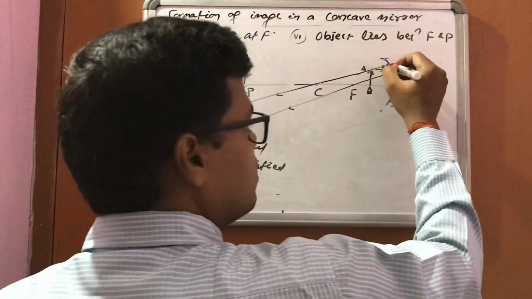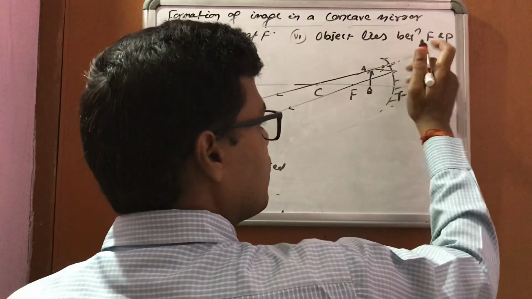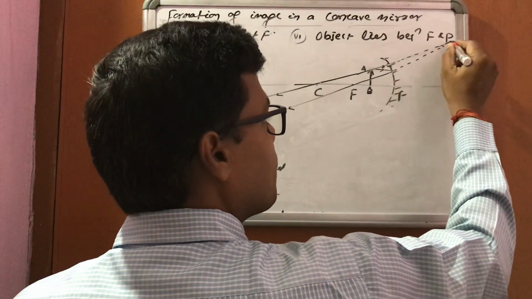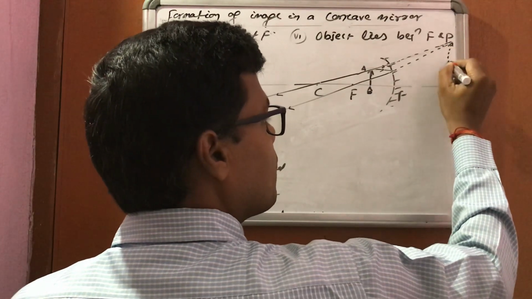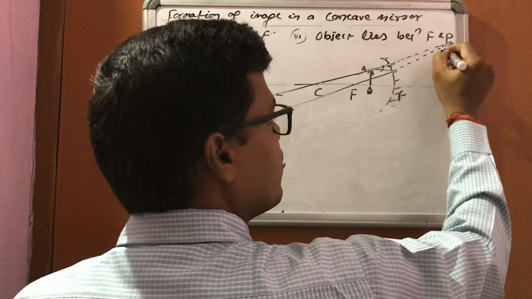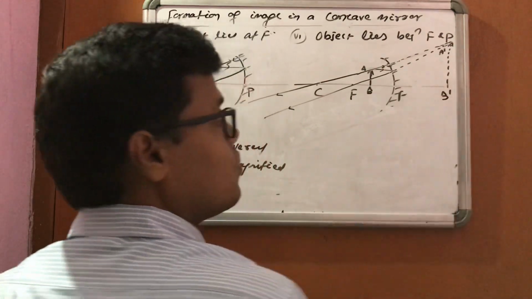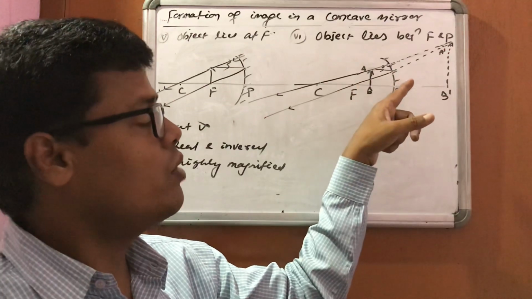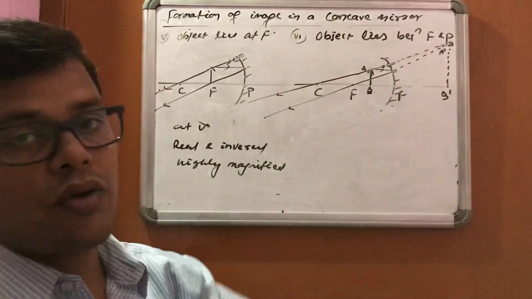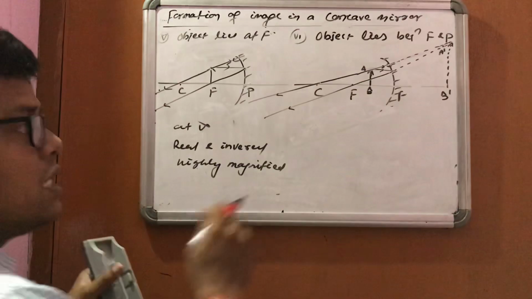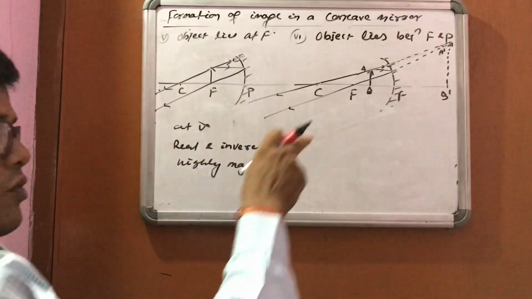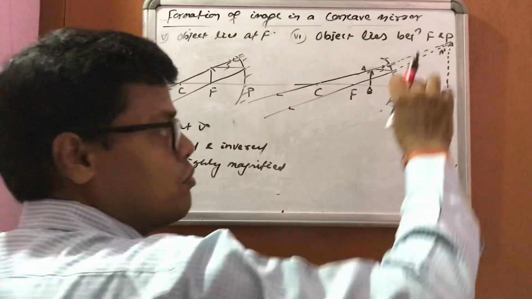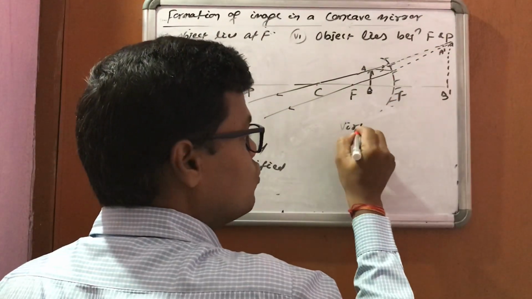So if we produce them backwardly, this is A dash, B dash. So here white is dotted, look at here, they do not meet actually. They meet only when produced in the backward direction. That means these light rays seem to come from this. So if you see in the mirror, you can find the image. The image is virtual and erect.